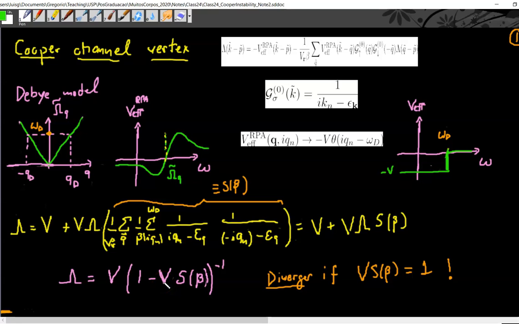And as we mentioned before, this diverges if v S_beta equals 1, right? So I get a divergence here. And this is the divergence that we'll be focused on. That's our Cooper instability. And this will happen at a certain temperature. It will depend on the temperature, since this thing depends on temperature. So let's try to calculate v S_beta and see if we can calculate at which temperature this will diverge.